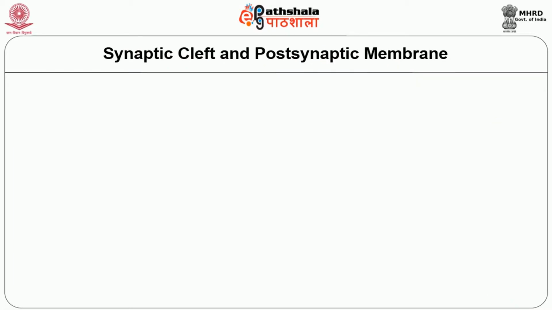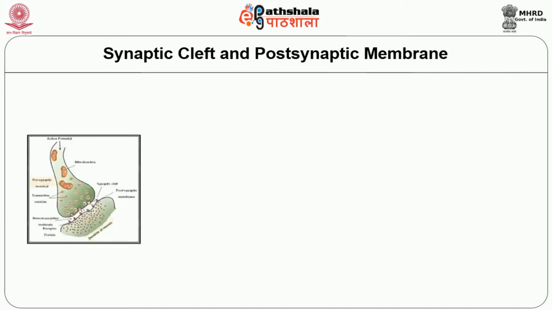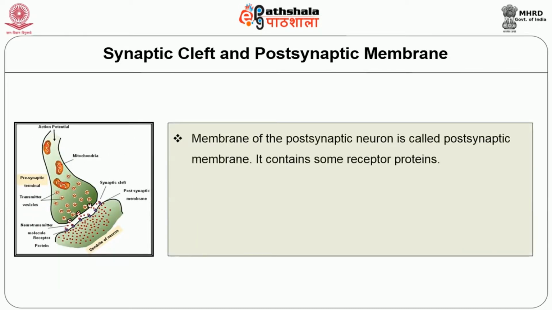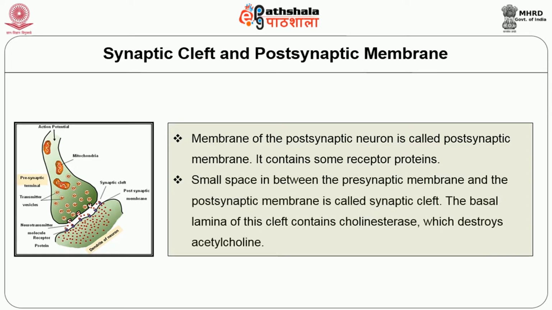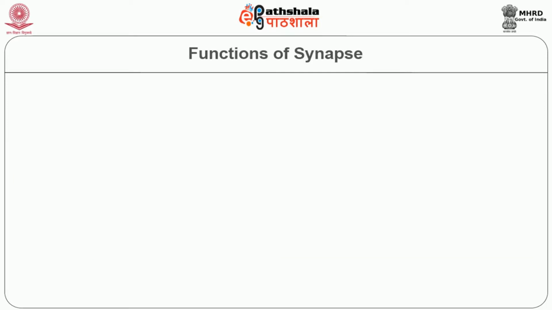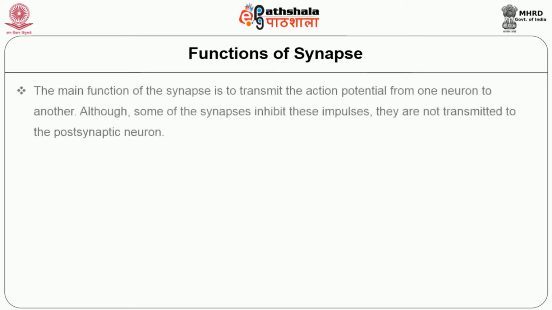The synaptic cleft and postsynaptic membrane. The membrane of the postsynaptic neuron is called the postsynaptic membrane, and it contains some receptor proteins. The small space between the presynaptic membrane and the postsynaptic membrane is called the synaptic cleft. The basal lamina of this cleft contains cholinesterase, which destroys acetylcholine. Now let's see about the functions of synapse.